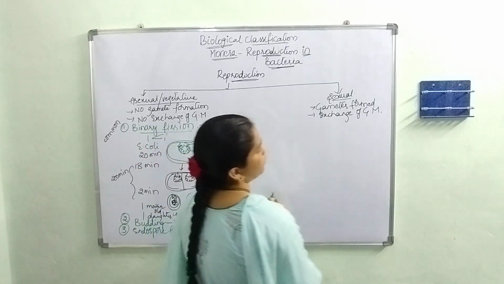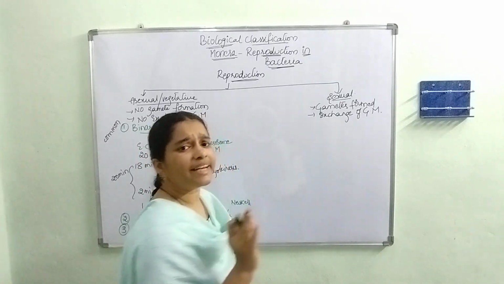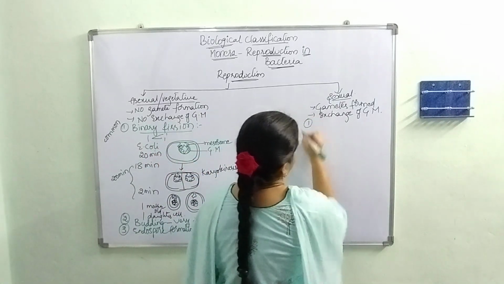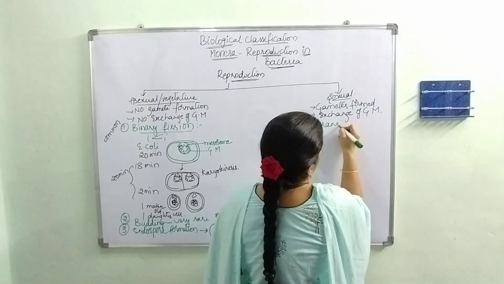And in sexual reproduction, there are three types in bacteria. They are, number one, transformation.